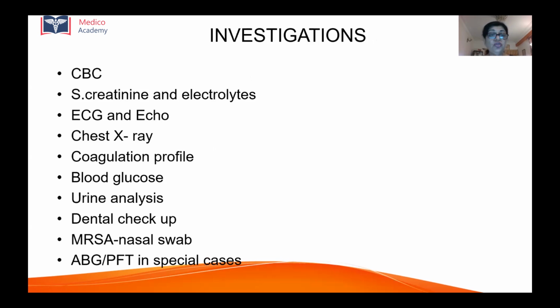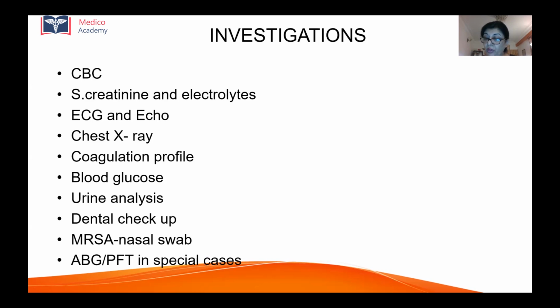The investigations which are needed before a joint replacement are CBC, serum creatinine and electrolytes, ECG and echo, chest X-ray, coagulation profile, blood glucose, urine analysis, because the urinary tract is a potential reservoir of resistant pathogens for joint infection. UTI has been identified as a predictor for periprosthetic joint infection. Dental checkup is also recommended in some cases to rule out any infection in the body.